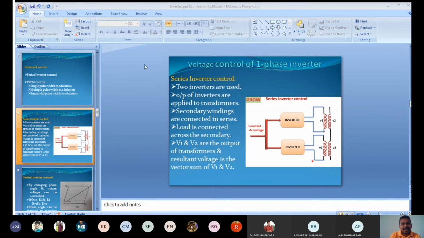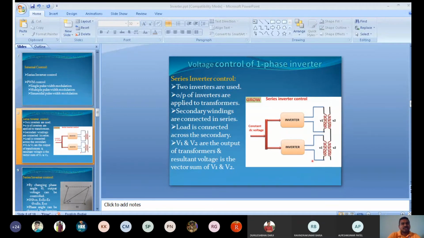Okay, if we change the magnitude of reference signal, so here what happens, if we increase the reference signal, what happens, the width of pulses changes, but once again the width of each pulse remains the same. If we decrease the reference signal value, what happens, each pulse width reduces and it remains the same. Okay, so in multiple pulse width modulation we are getting more than one pulse in each half cycle, but the width of the pulse remains the same.